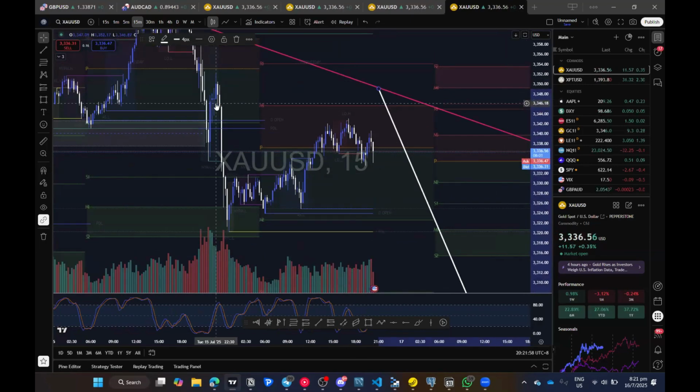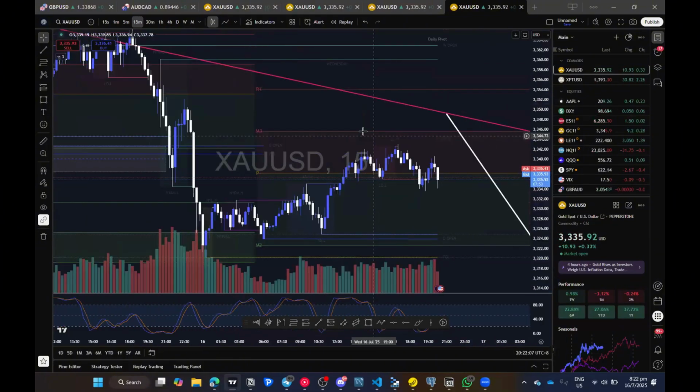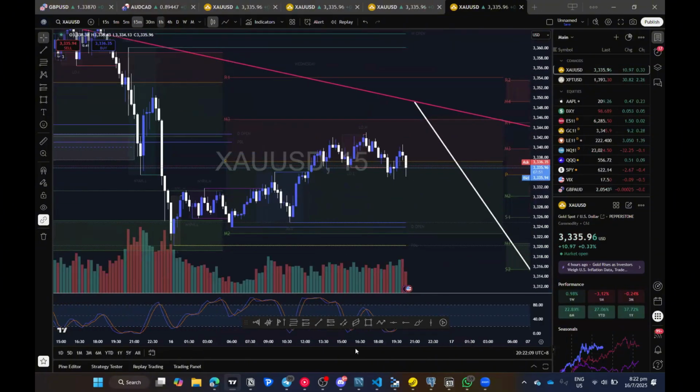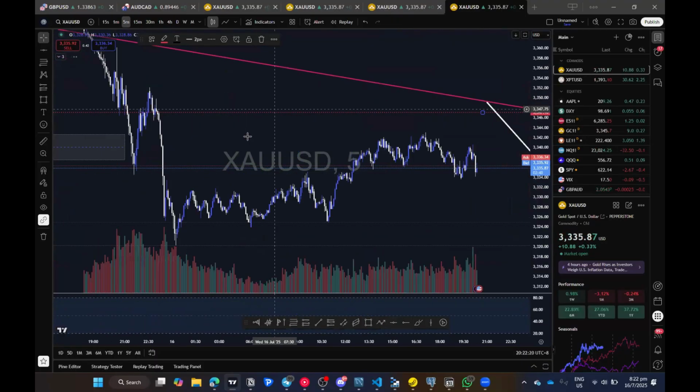Okay, yesterday's CPI was a push to the upside before falling off. So where would you look? The weakest point on the 15 minutes is actually this level here, because this was where the buyers were. In fact, they pushed it up here. Let's look at the 5 minutes.